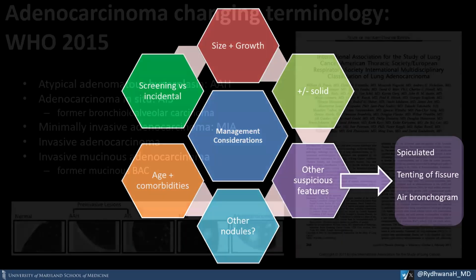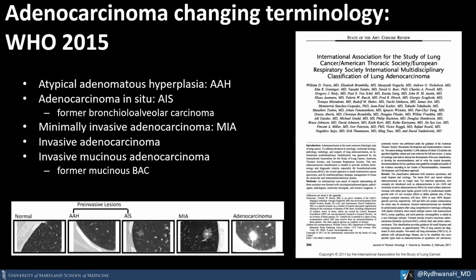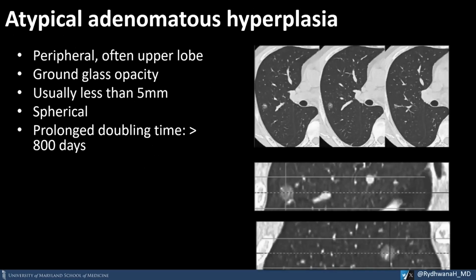So we know that in 2015, the WHO changed the terminology for adenocarcinoma, with pre-invasive lesions being atypical adenomatous hyperplasia, AAH, or adenocarcinoma in situ, AIS, which was formerly known as BAC. Then there is minimally invasive adenocarcinoma, MIA, invasive adenocarcinoma, and invasive mucinous adenocarcinoma, formerly known as mucinous BAC. I want to review some of these cases and show you some pathology associated with how these nodules look. So atypical adenomatous hyperplasia is a focal lesion usually located within the periphery of the lung.